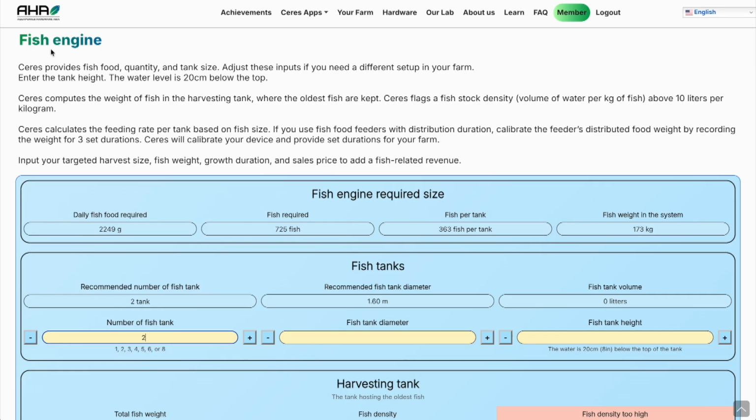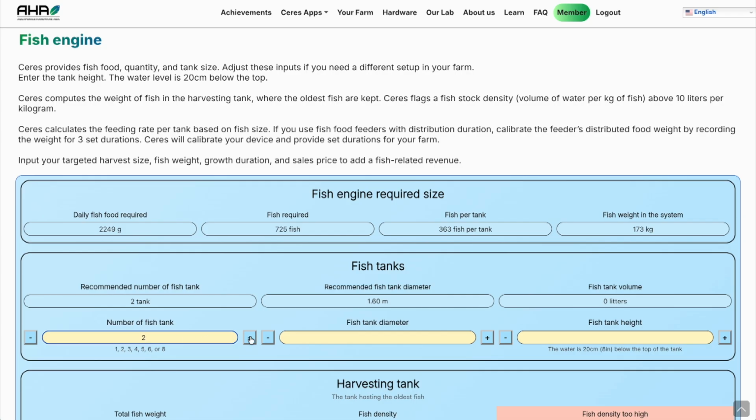Based on our farm's mineralization requirement, Ceres provides the required number of fish, the number of fish per tank after we have adjusted the number of tanks, and the total weight of fish in the system. Ceres advises on the minimum number of fish tanks and their sizes, but we can adjust these.